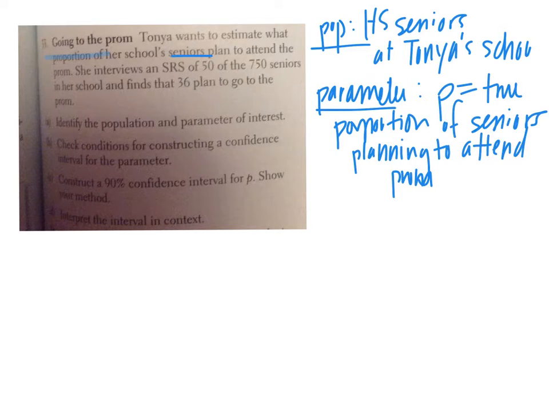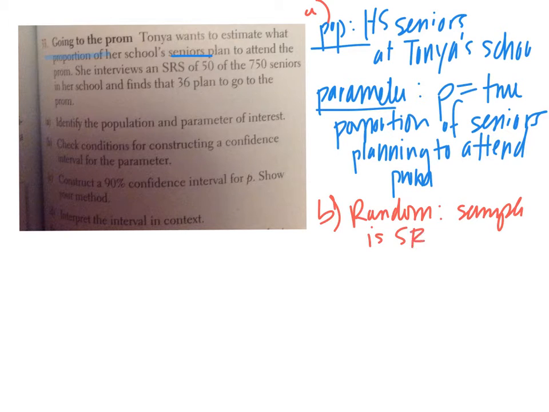All right, the second thing is to check the conditions. You might remember there are 3 conditions. This is very important. Condition number 1 is that it is random. So I'm just going to write down the 3 conditions. So random, and I'll put a little explain. It says in the problem that the sample was a simple random sample. So I'm just going to write sample is simple random sample because it says it right there.